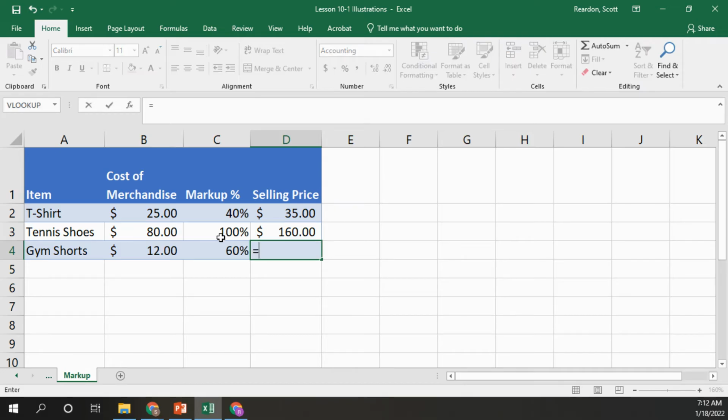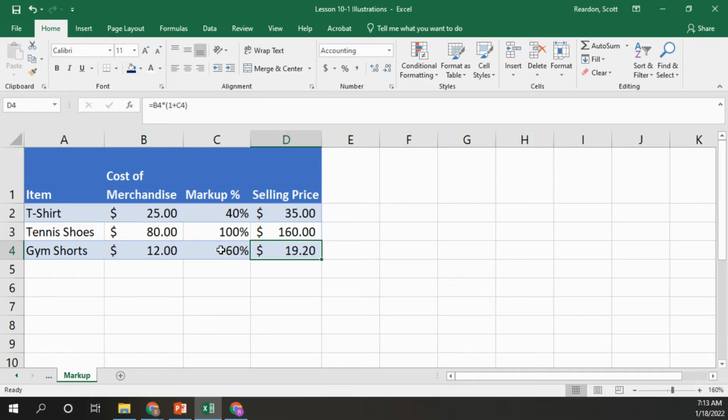Let's do one more. I got some gym shorts. I'm going to say $12 times 1 plus 1, the original price, plus the markup gives me $19.20. So I paid $12 for it because, again, I've got to make a profit in this resale process. I've got to pay my employees. I've got to pay the lights. I've got to pay for the building. I have all these expenses.